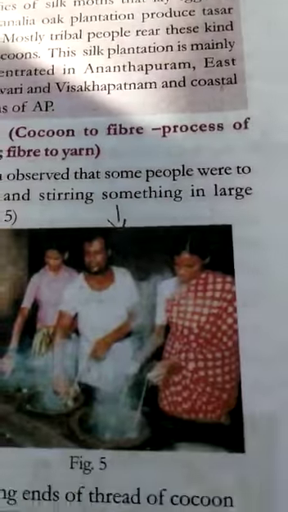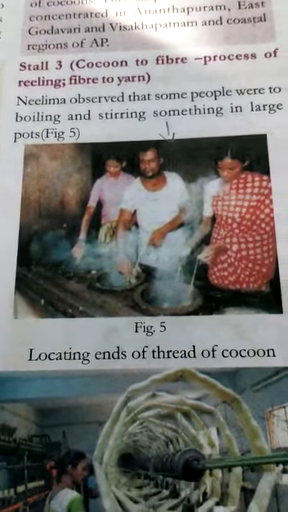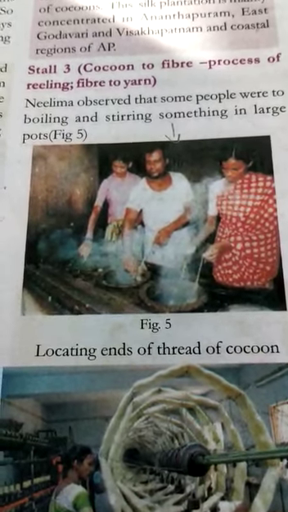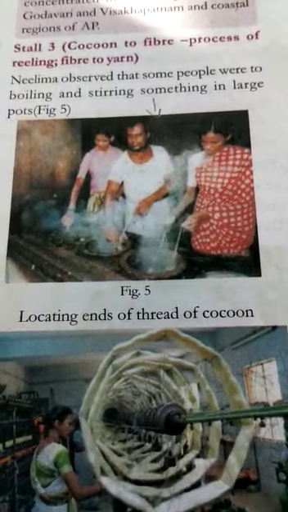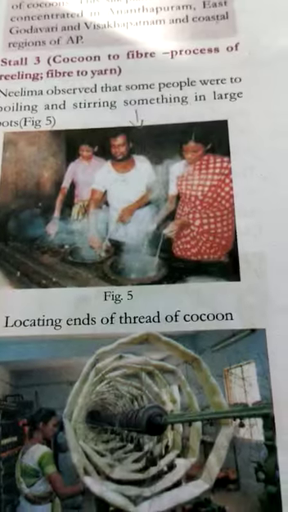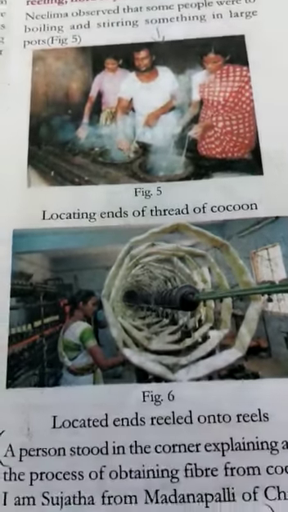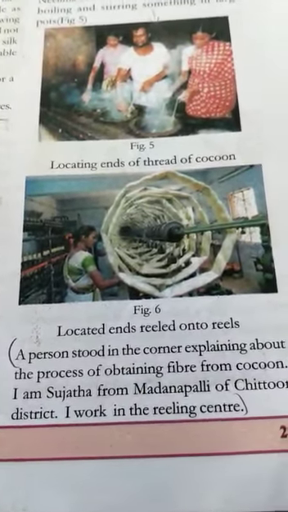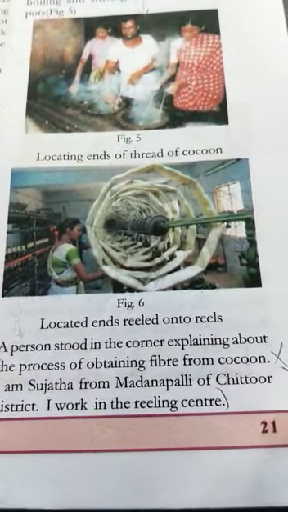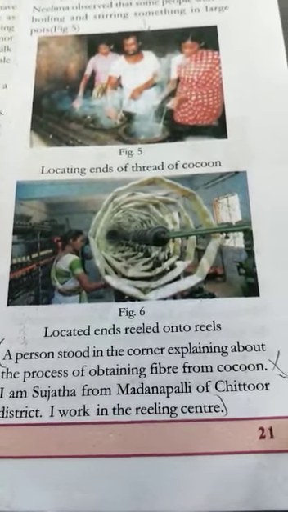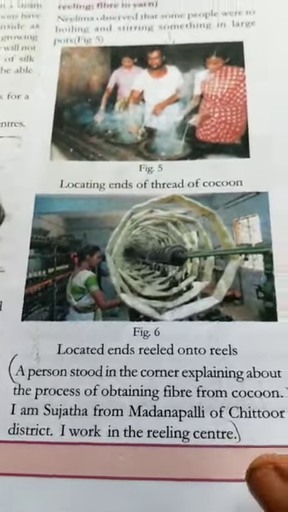Understand? Now coming to the next stage, cocoon to fiber, process of reeling, fiber to yarn. Yarn means thread. See, here we can observe some people are boiling the cocoons and stirring also, mixing them well. This is one picture, and in the next picture, what is happening? They are reeling. This process is called reeling. Reeling the thread. From the cocoon they are taking yarn and then making reels.